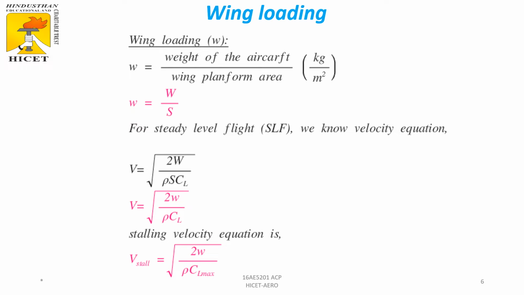There are a number of parameters to analyze your airplane performance. The first one is wing loading. Wing loading is nothing but the weight of the aircraft divided by the wing planform area. So the wing loading is W by S, weight by wing planform area. For a steady level flight, we know the velocity equation, which we already derived. So this is your normal velocity, and this is your stalling velocity.